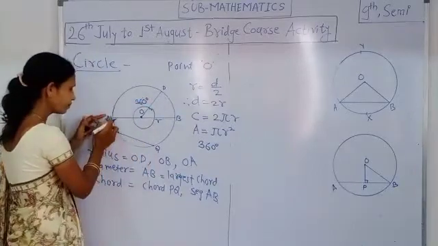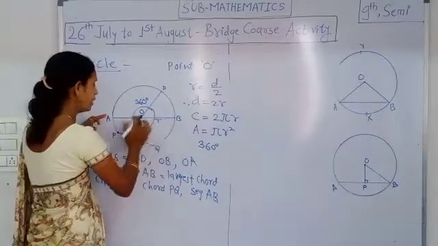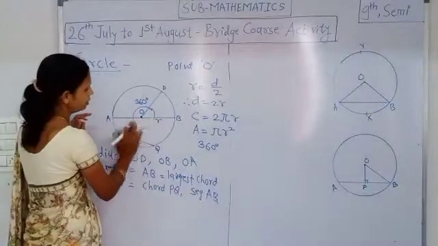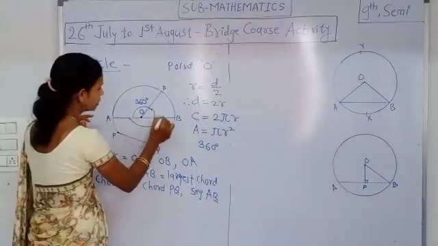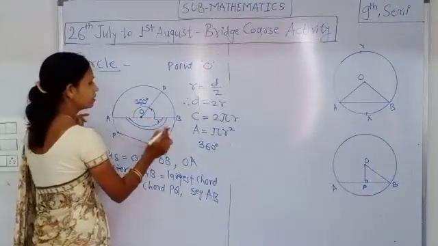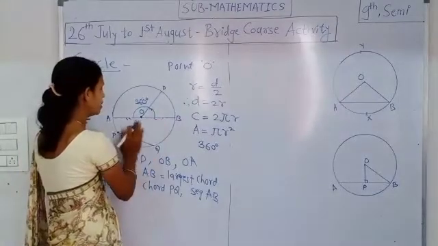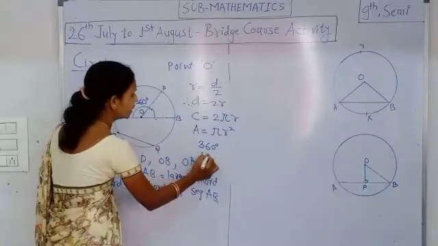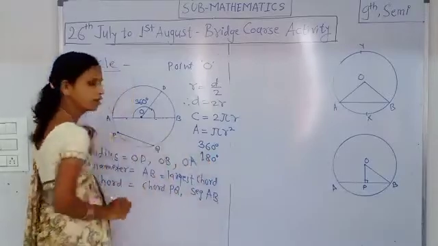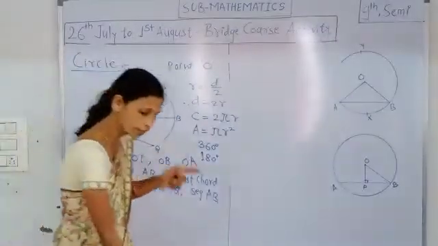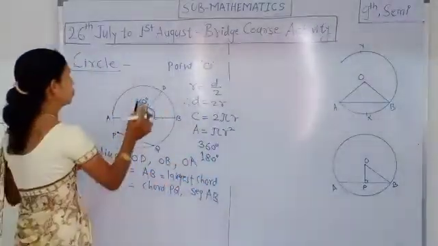And see here, AQB is a semicircle, and the measurement of that semicircle is 180 degree. Then there are a few concepts which are related with that.